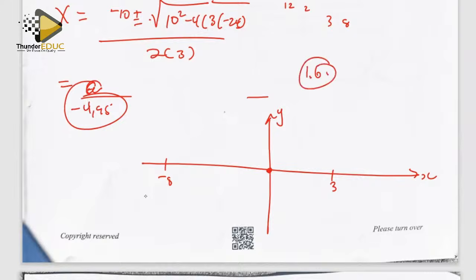So meaning that our graph is going to be something like that. Okay, the turning point must pass through 0, and then there's another turning point somewhere here. And then it passes through the 3, something like that. Okay, so that would be our graph.